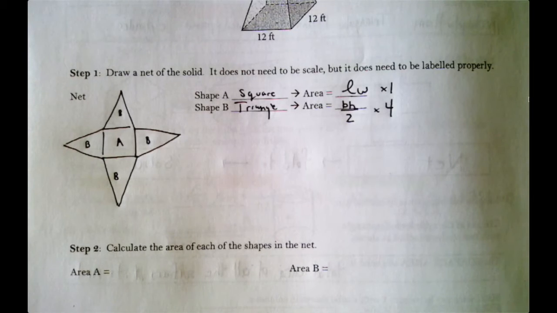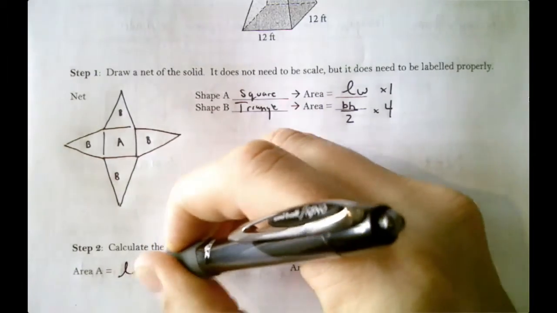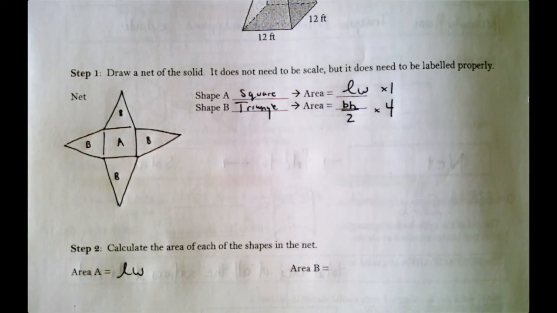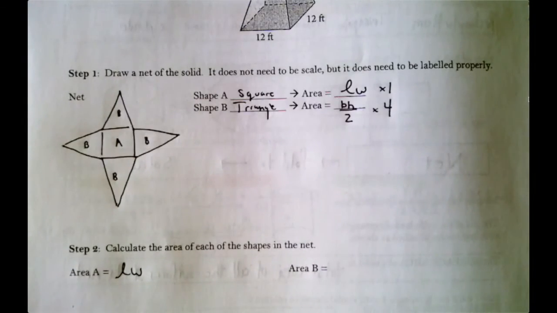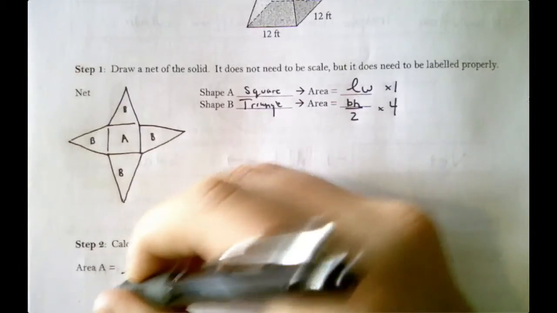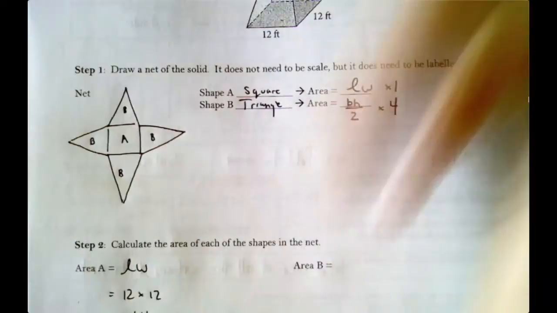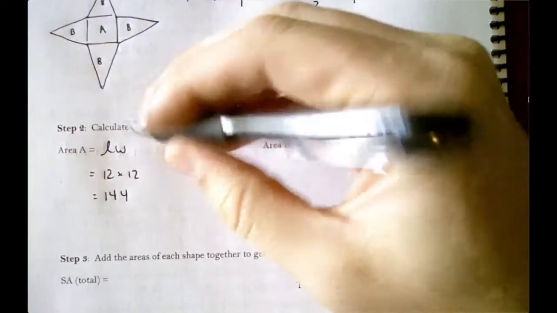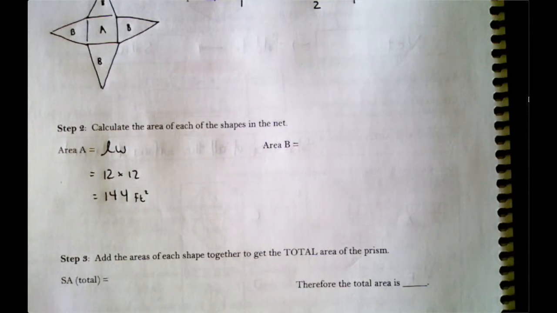So let's see if we can find some areas. Let's start with the square. Length times width. Well, if we look at the shape, our square shape is 12 by 12. So we've got 12 times 12, which is 144. And we're working in feet, so we got square feet. Remember, for area, the units are always squared.